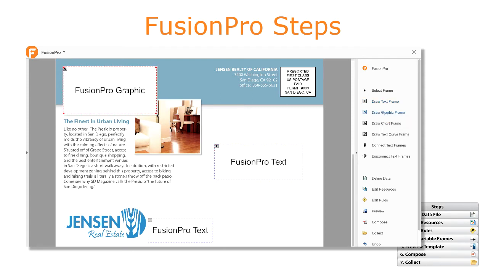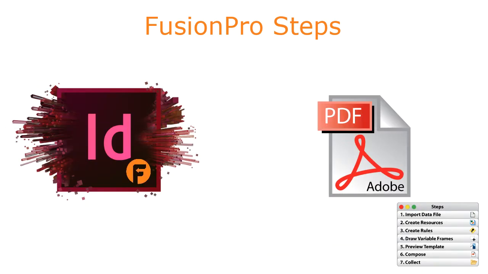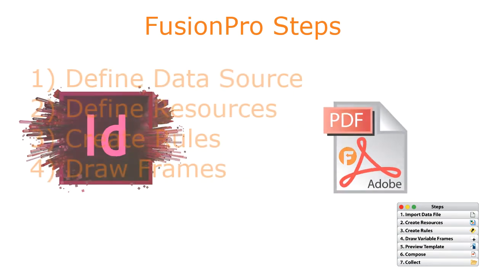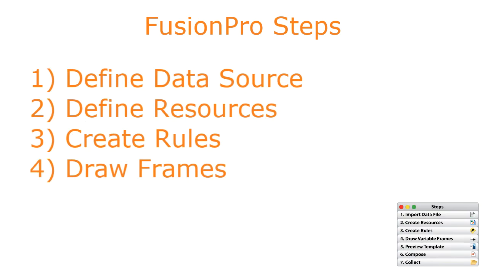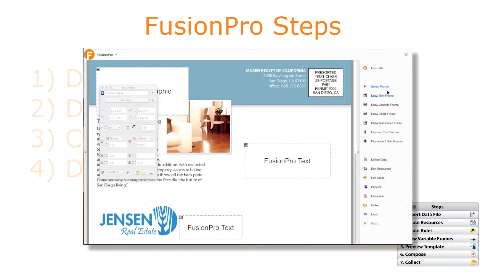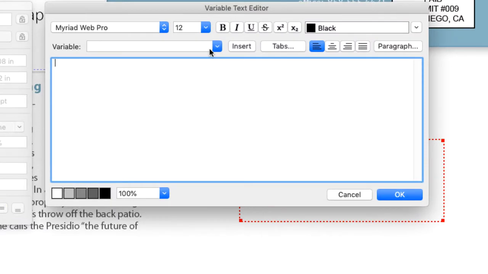Once that frame is added, you may use the editing capabilities of Acrobat to remove the content that will now be variable. However, FusionPro provides a plugin to InDesign where text, graphic, and chart frames may be exported in the PDF, maintaining their order and position in the layout. Whichever way frames are defined, once they are established, it is time to insert the variables into their respective frames.